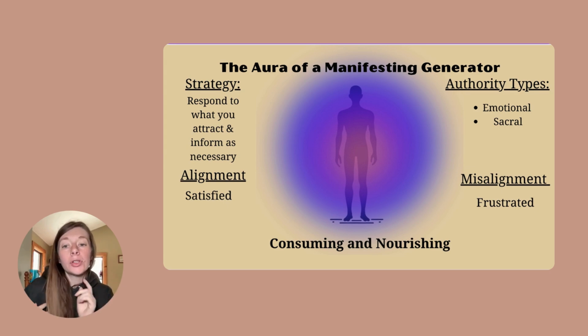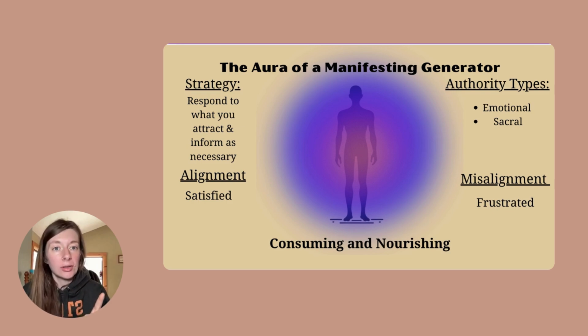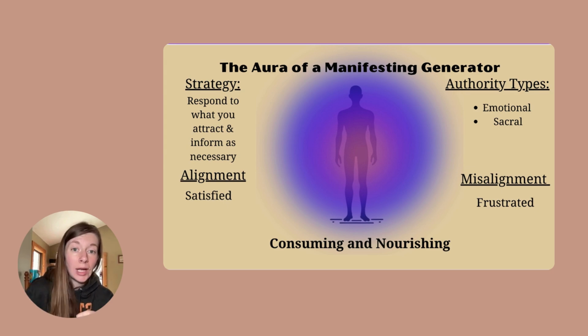Now, we went over the generator type and the manifestor type because now we're doing the manifesting generator type. And while you can see it's almost exactly like the generator type, it is a hybrid type. The generator is your dominant, if you're manifesting generator, the generator is your dominant type, okay? But you do have the added benefit of the manifestor in there.